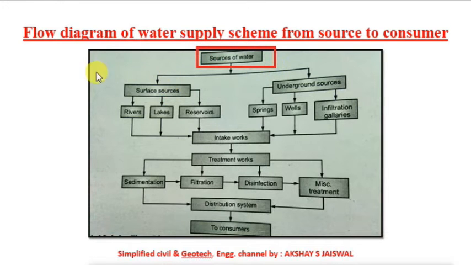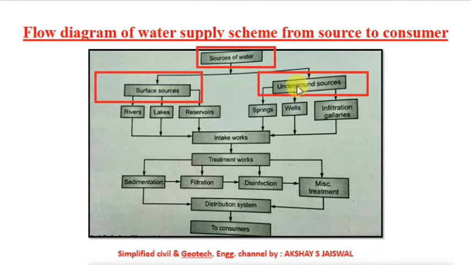Source of water is divided into two categories. First one is surface sources and second one is underground sources. It is also known as subsurface source of water. Surface sources are divided in three types: rivers, lakes and reservoirs. Underground sources are divided in three categories: springs, wells and infiltration galleries.